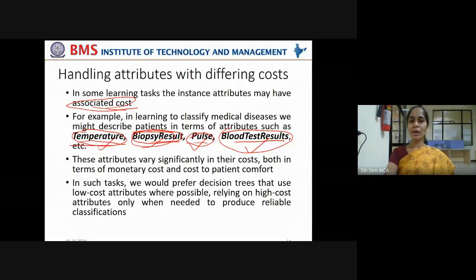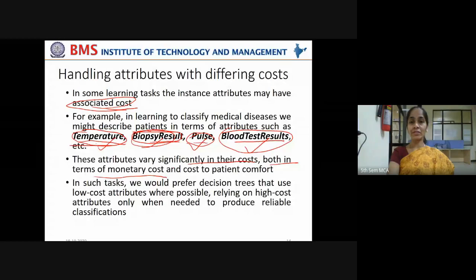So temperature, pulse and blood test results will be given higher weight. Biopsy result will be given lower weight in terms of its contribution to predicting the outcome variable. Got it? These attributes vary significantly in their cost. How? With respect to what? Both in terms of monetary cost.